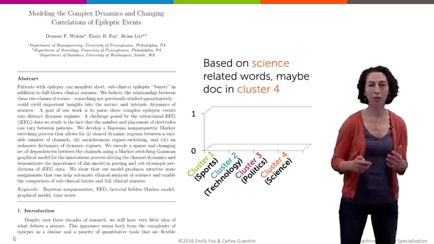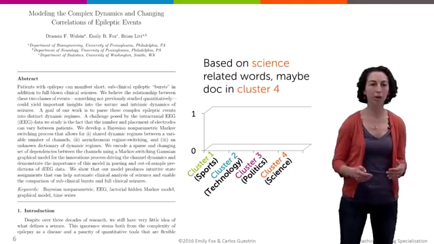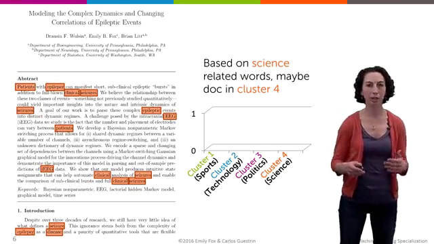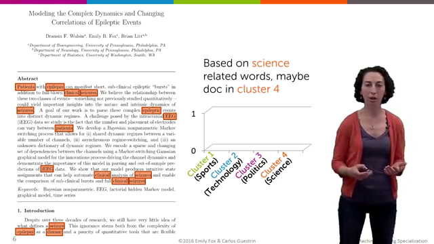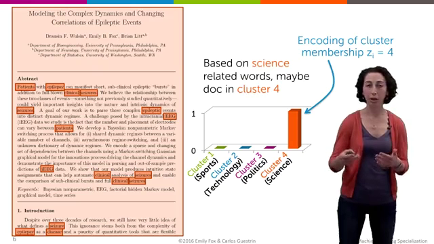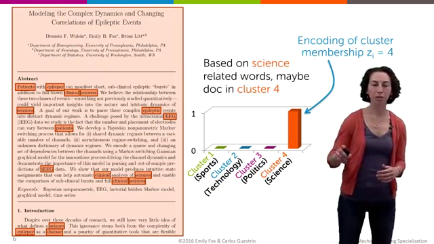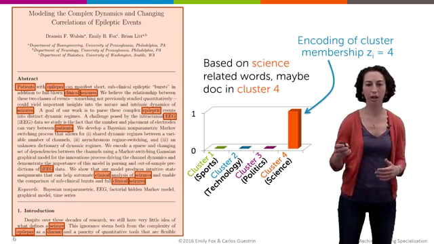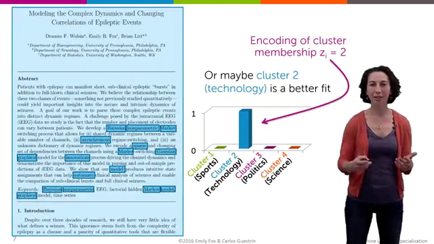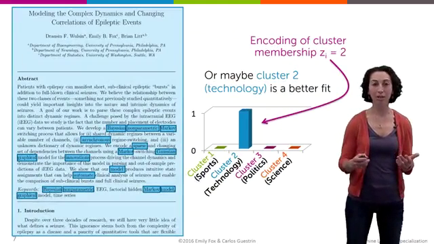To make this more concrete, let's look at a specific example where we have an article that's entitled Modeling the Complex Dynamics and Changing Correlations of Epileptic Events. And in this article, we see words like patients, epilepsy, EEG, clinical. So based on the content of this article, maybe a clustering model would group this article with other articles related to science topic. And maybe that's cluster 4 in our inferred clustering. And what this bar chart here represents is simply a one-hot encoding of our assignment of this article to cluster 4, Zi equals 4.